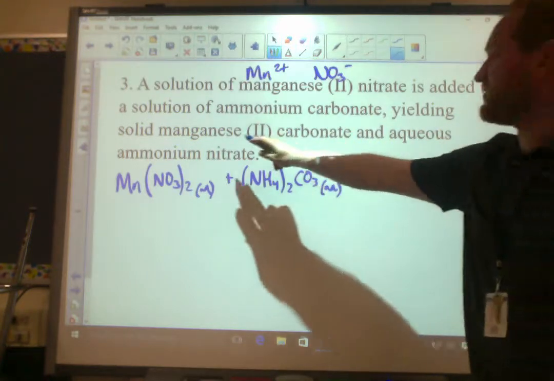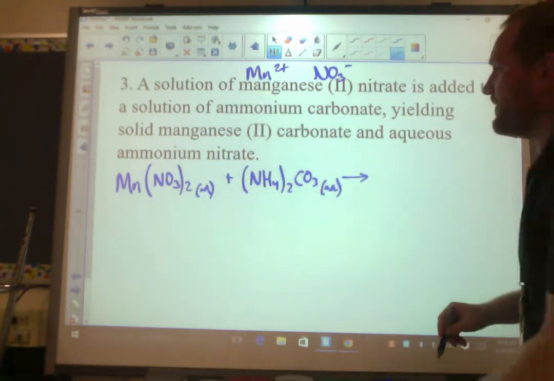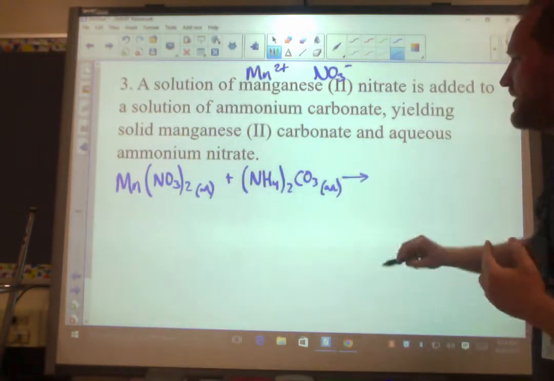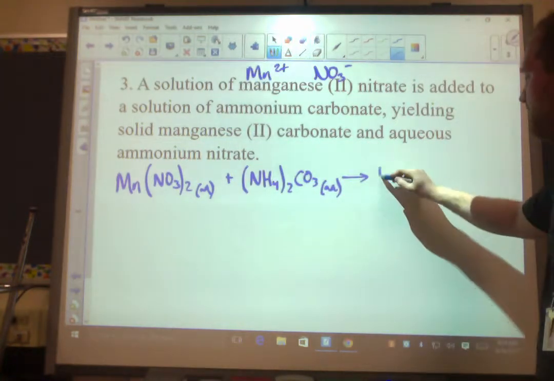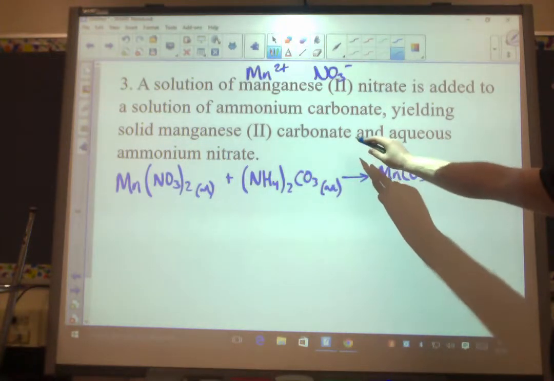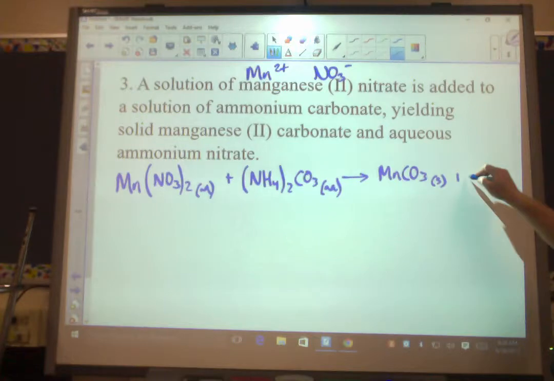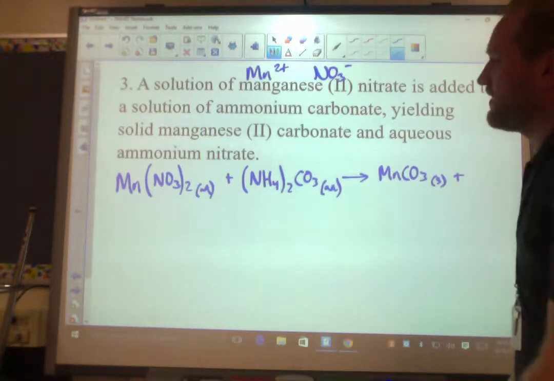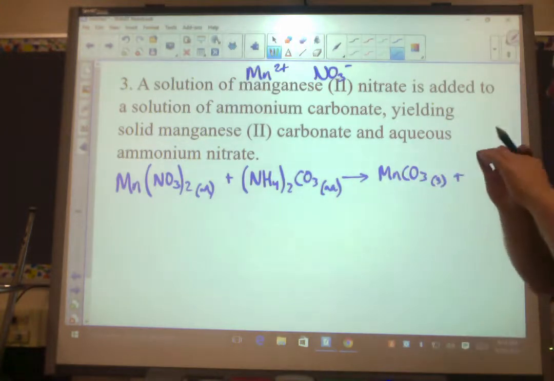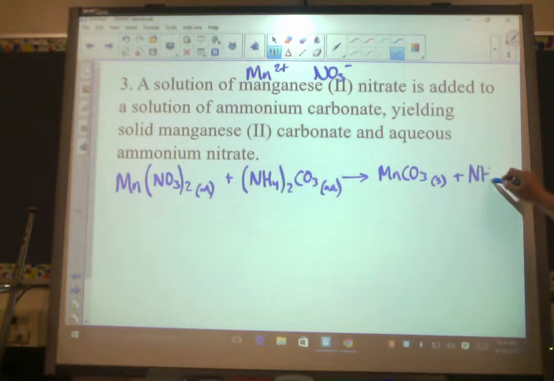Yielding solid manganese 2 carbonate. Now manganese is still 2 plus, and carbonate's 2 minus. So we're going to simplify that down. It's going to be MnCO3, 2 plus, 2 minus, and that's solid. And aqueous ammonium nitrate. Ammonium is NH4 plus, nitrate is NO3 minus, so it's a 1-to-1 ratio. NH4NO3, and that is aqueous, so we squeeze that in over here.